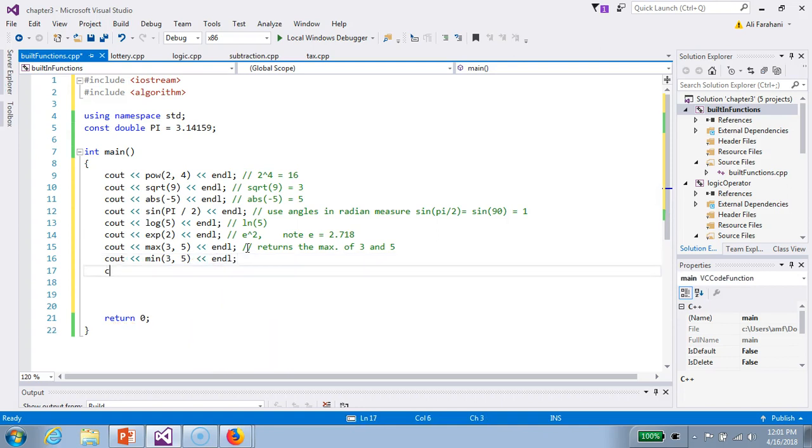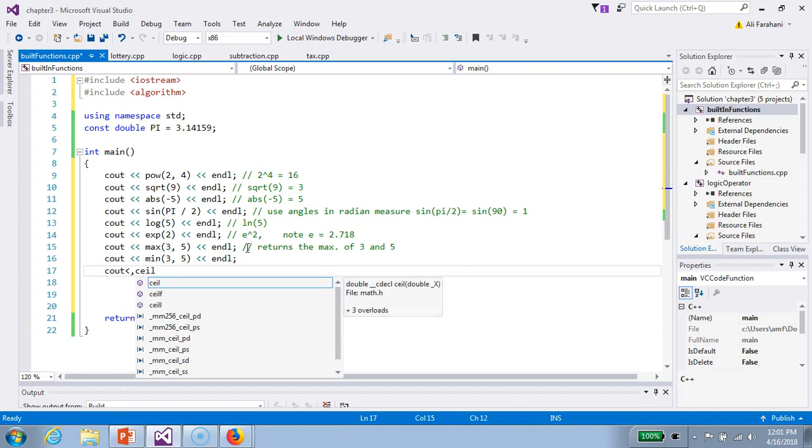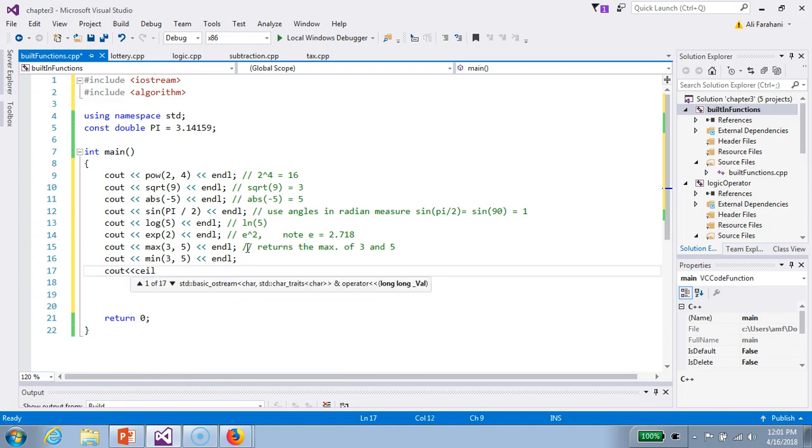You also have the ceiling function. Let's say I want to compute the ceiling of 2.2. And what does the ceiling do? The ceiling returns the smallest integer larger than or equal to 2.2. The smallest integer that's larger than or equal to 2.2. In this case, that integer will be 3.